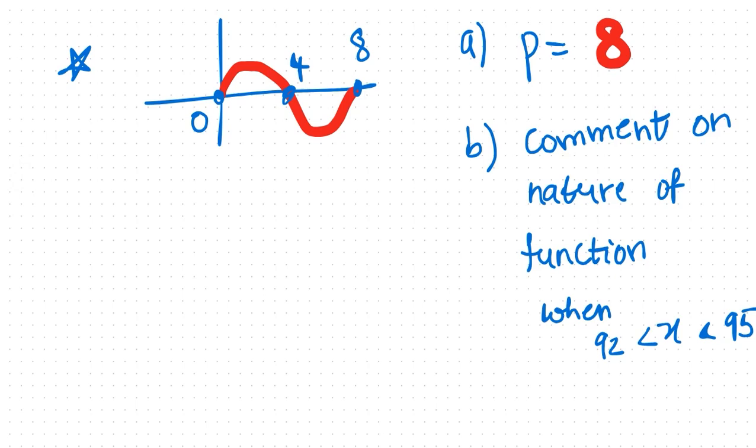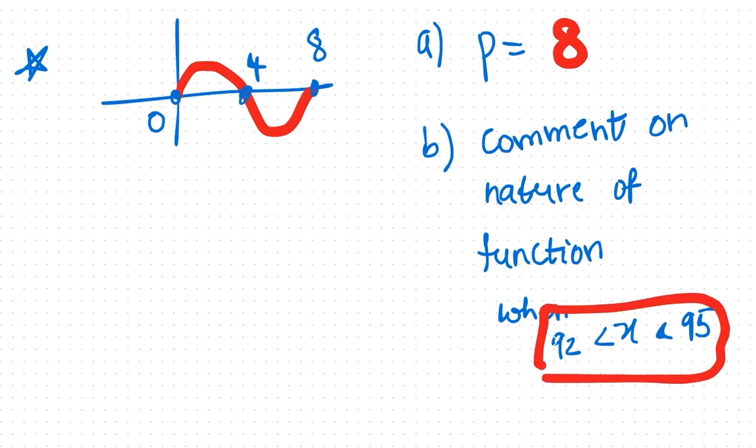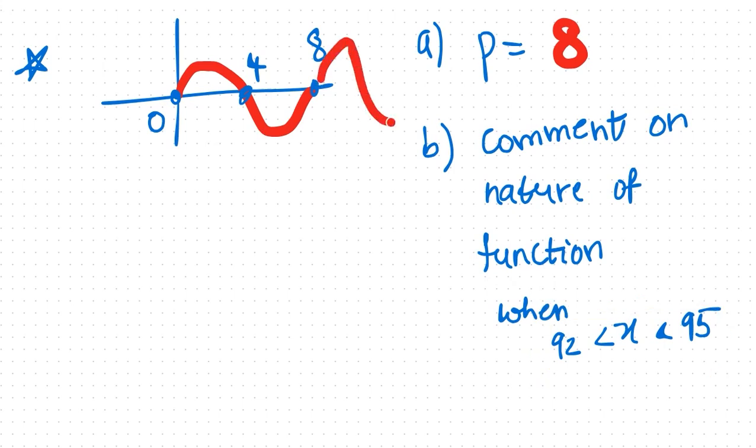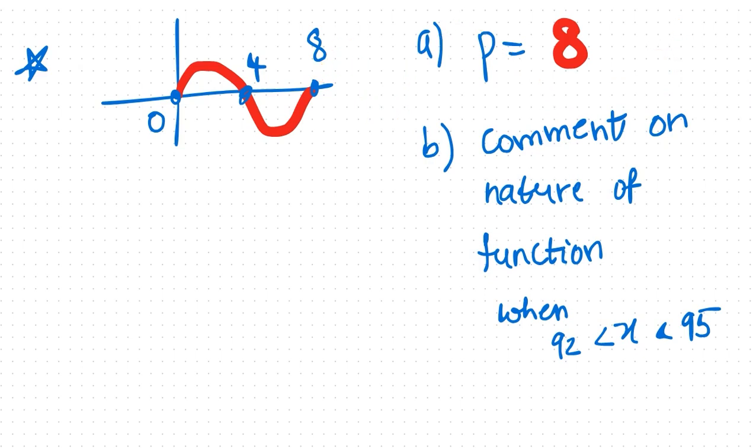And then when it's between 92 and 95, you have to find what the value will be when it's 92, and then the value when it's 95, right? So the graph will be repeating, right? At 92 and 95, what is the nature of the graph? Is it increasing, decreasing? You have to comment. When the graph is at 92, it'll be at 0, and when it's at 95, the graph will be concave up, but it'll be decreasing.